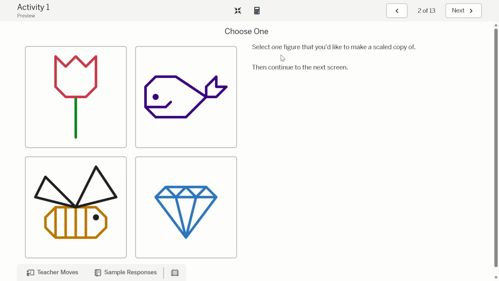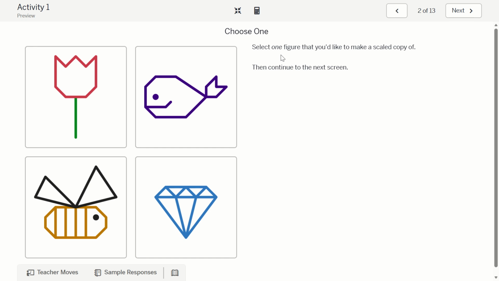You already have basically a sentence stem there for you. They already started it for you, right? So in there, it says you're going to make a scaled copy. Complete the scaled copy of the figure you choose. Use a scale factor of 2. What does that mean? What's a scale factor of 2? Can you raise your hand and tell me what's happening to your shape? If the scale factor is 2, it's being doubled. We're multiplying every dimension by, ladies and gentlemen, 2.